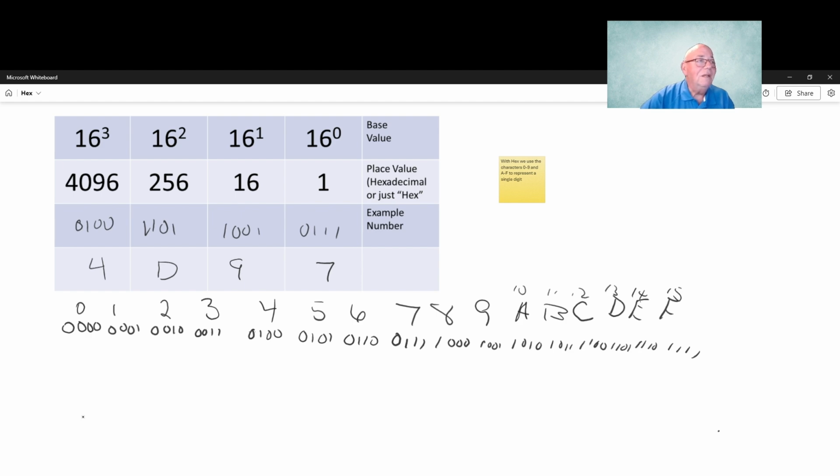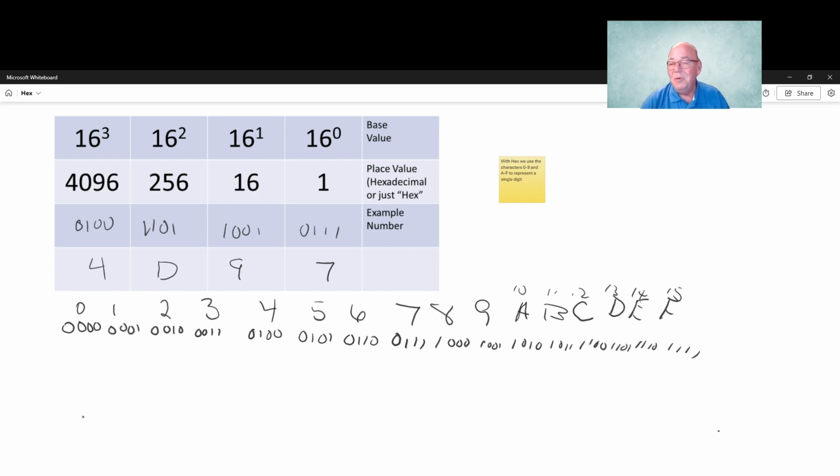4D97. And again, if you were to take this binary number and convert it to decimal, and this hexadecimal number and convert it to decimal, both of them would convert to the exact same numbers. So you see how easy it is to go back and forth between binary and hexadecimal. Octal is similar. It's base 8, and it only uses 3 bits. And so that's the benefit of using hexadecimal.